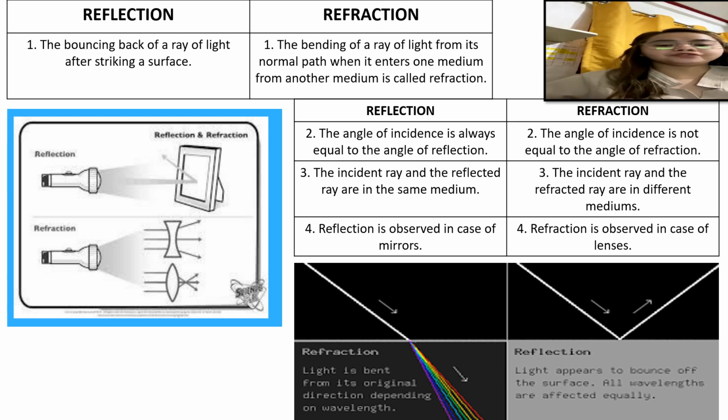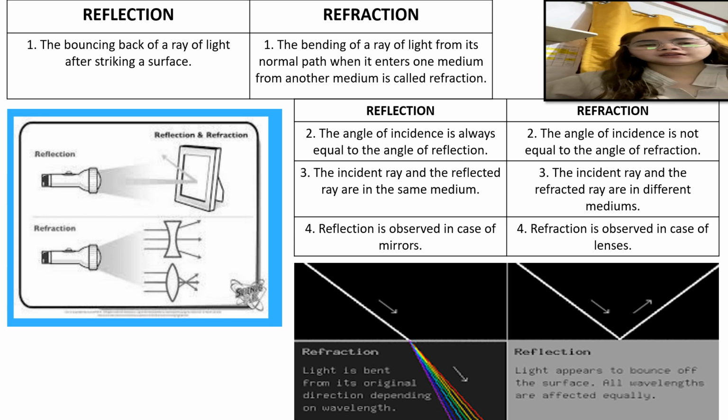Next, the differences of these two. In reflection, the angle of incidence is always equal to the angle of reflection. I will discuss it later. When it comes to refraction, the angle of incidence is not equal to the angle of refraction. For reflection, the incident ray and the reflected ray are in the same medium, while in refraction, the incident ray and refracted ray are in different mediums.